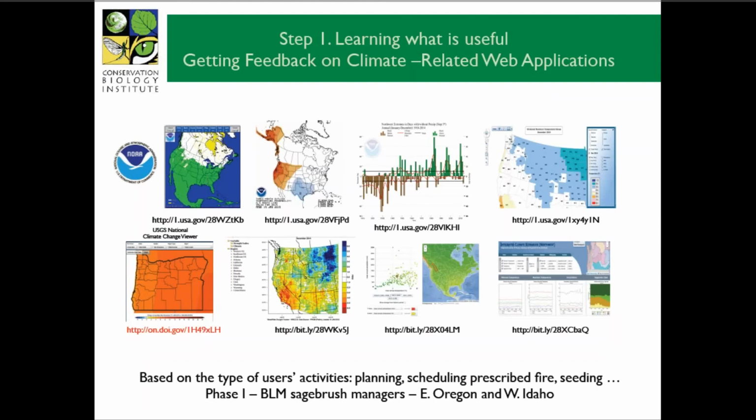So the first phase was we needed to know what was useful. We needed to get feedback on climate-related web applications to learn what was good, what was bad, how we should approach a new tool specific for Sagebrush.